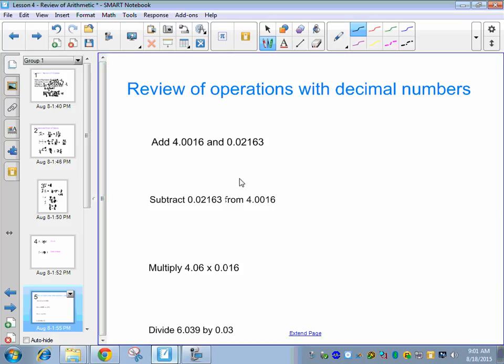So operations with decimal numbers. Sometimes we will make you guys do these monsters by hand. They're really not that bad. For addition, the important thing to remember is you want to match up the decimal point. So always put the decimal point in the same spot. So if we do 4.0016 plus, because it tells us to add, 0.02163.